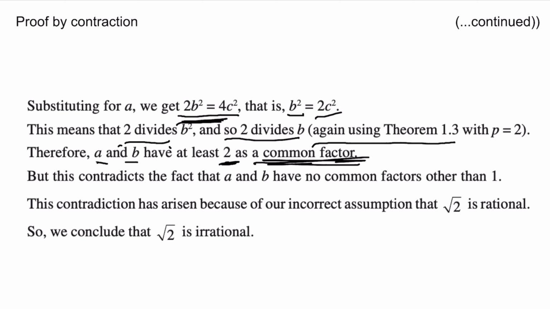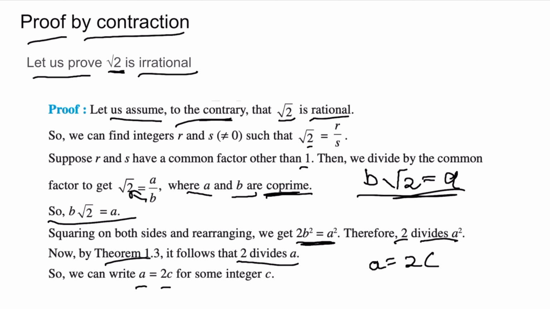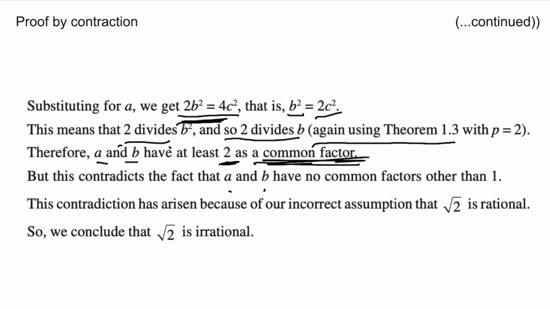But if it is true, this contradicts the fact that a and b have no common factors, because at first we assumed that because we have divided r and s by the common factor, a and b are coprime. But now we came to know that a and b actually have a common factor, which is at least 2. But this contradicts our statement. Therefore, this contradiction has arisen because of our incorrect assumption. And what was the assumption at the very start? That root 2 is rational.